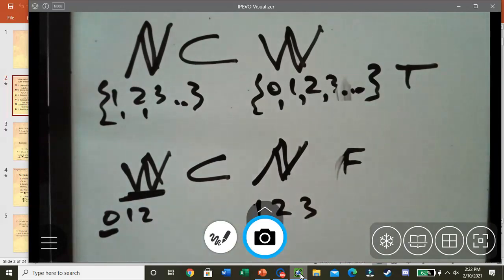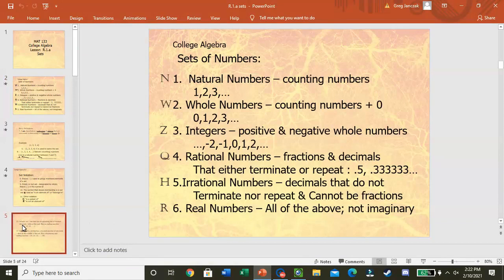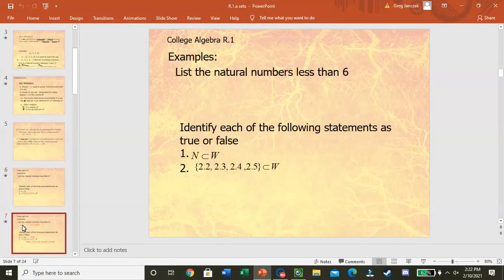Okay. All right. Questions with that? All right. Okay, we good? The first set is always the subset. Everything in the first set has to be in the second set in order for it to be a subset. If it's not, then it's not a subset.